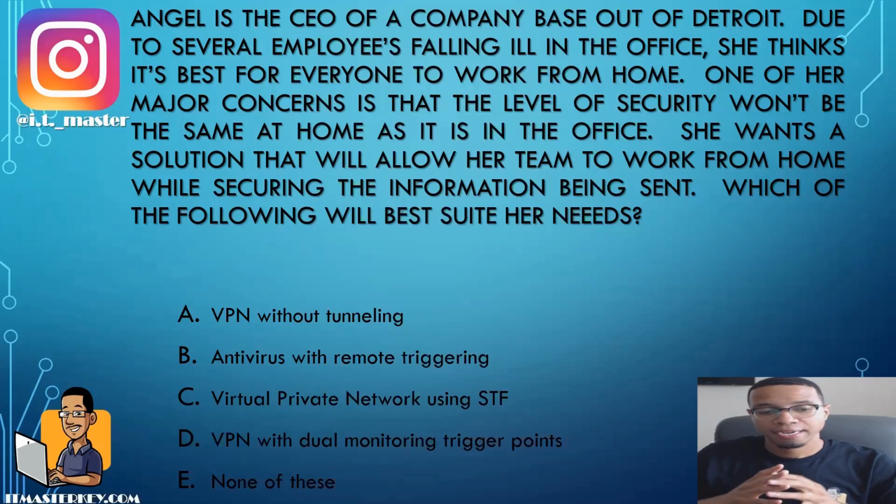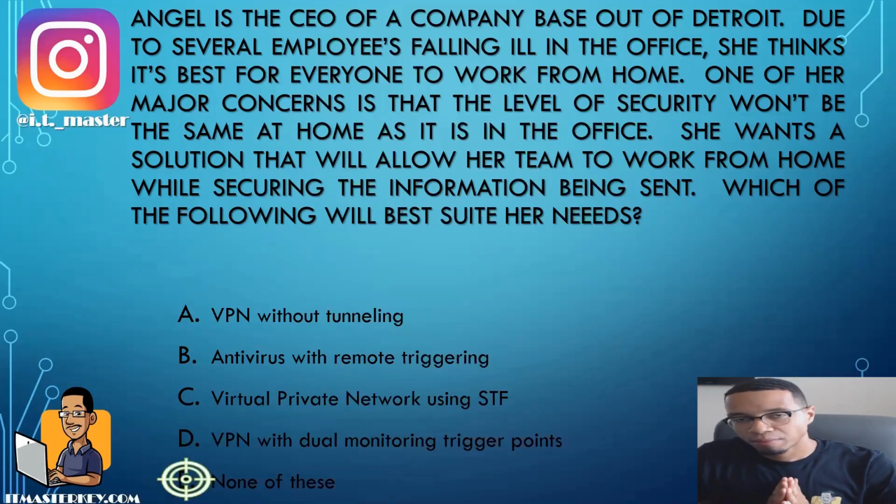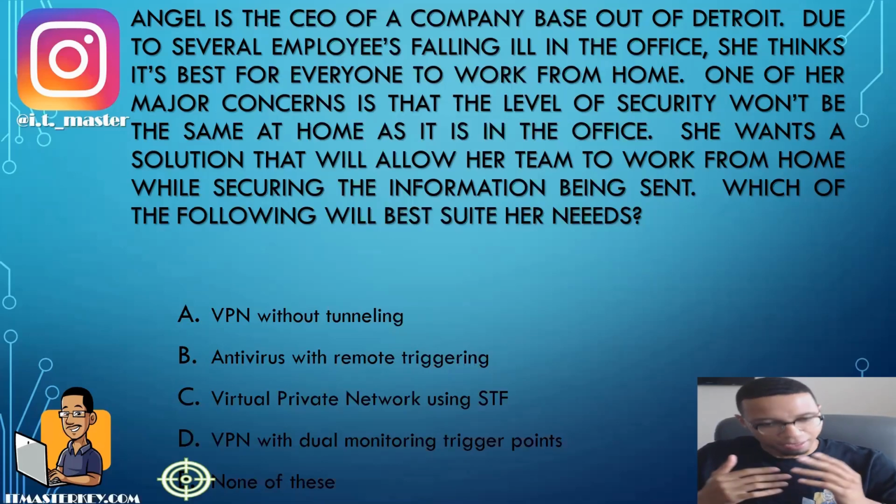So hopefully you guys picked none of those. VPN without tunneling would pretty much be a VPN without encryption. Antivirus with remote triggering, I made that up. Virtual private network using STF, I made that up as well. VPN with dual monitoring trigger points, once again, something that is not real.